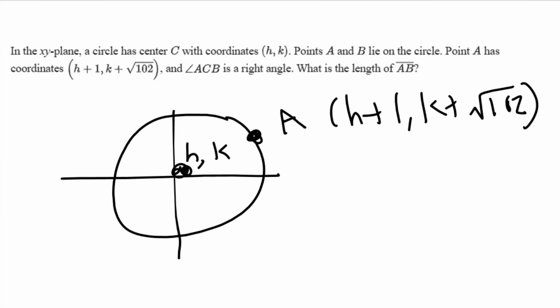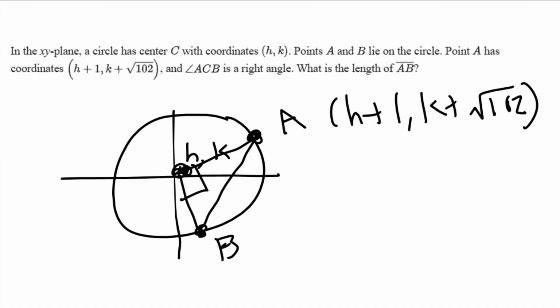And ACB is a right angle. So that means you're going to have something approximately like that. What is the length of AB? So you're wondering what that is. We're going to have to use some math in order to figure that out.